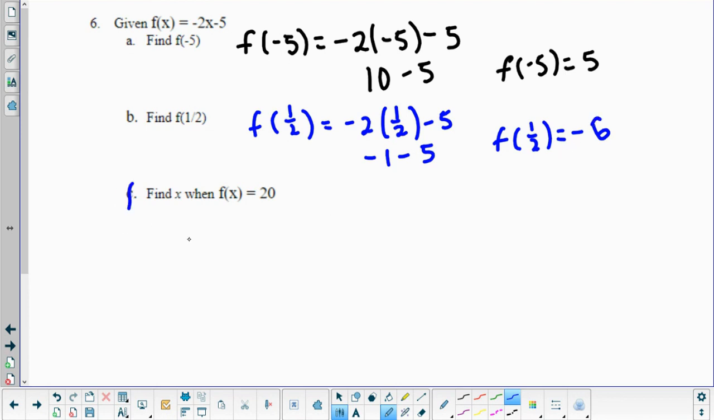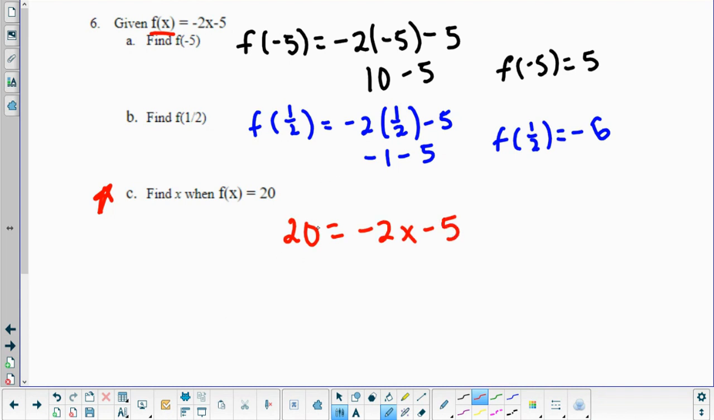Now be careful with part C. Let me erase that real quick. C is very different. Okay, this one put a star next to. It says find x when f of x equals 20. So that does not mean substitute 20 in for x. Okay, it's not written like the other two. This one means the left side, this part of the equation has to be 20. So we're going to say 20 equals negative 2x minus 5. And we're solving for x.